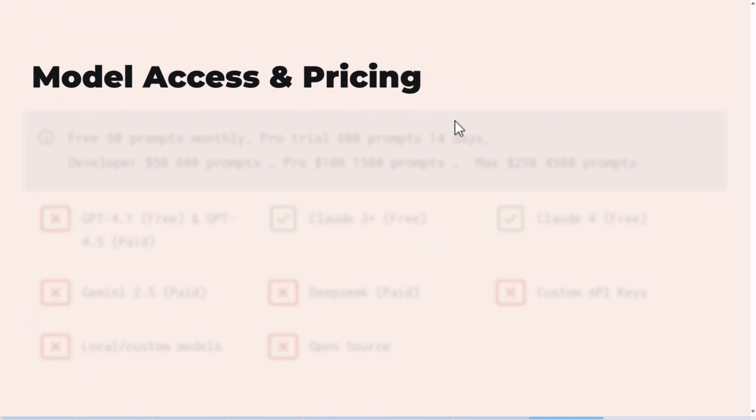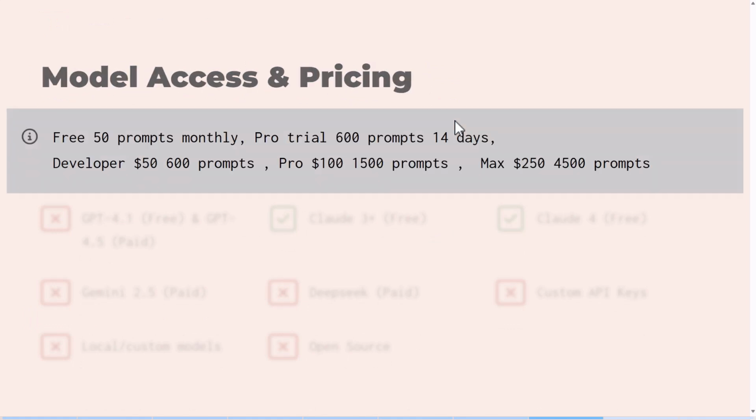So for model access and pricing, let's look at that. If you're on the free plan, you get 50 prompts monthly. On the pro trial, you get 600 prompts for 14 days, right? To try for 14 days, you have 600 prompts. If you pay for the developer account, which is $50, you also get the same 600 prompts, but it's for a month. And then there's a pro account, which gives you 1,500 prompts for $100. You have the max, which is a whole 4,500 prompts for $250.